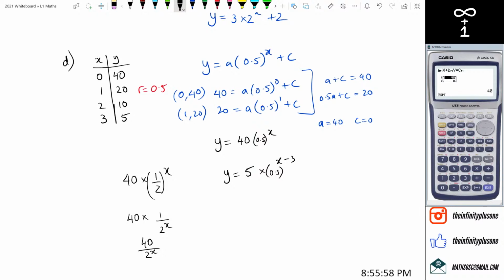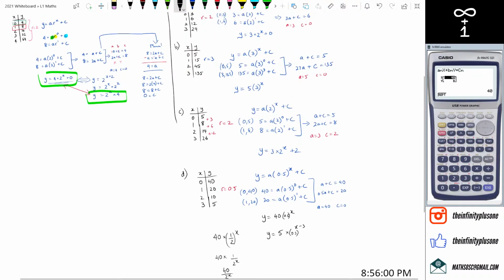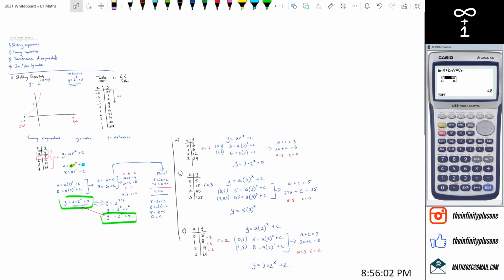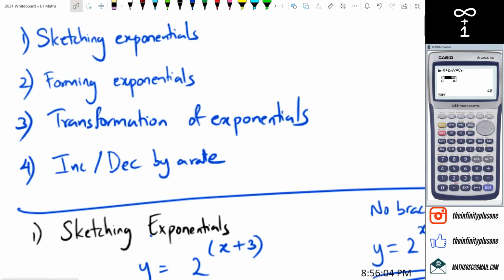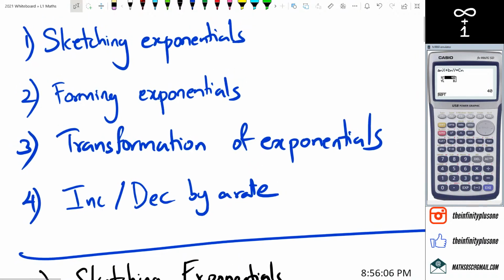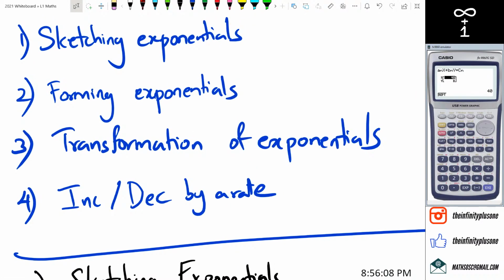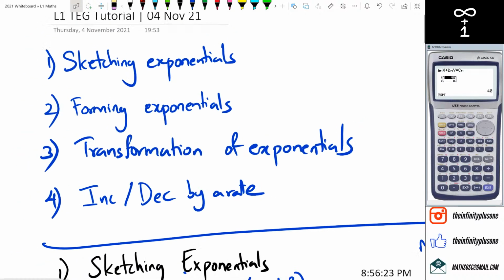Okay, so the last bit that I wanted to talk to you guys about today was the idea of transformation of exponentials. That's number 3, right? The next part is only going to take us about 5 minutes, but it's going to be very handy for you guys to watch this visually and also possibly take some of the notes down.